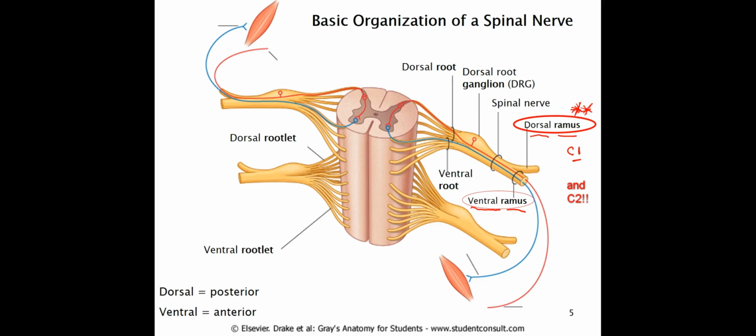Now, of course, that dorsal ramus is a two-way street. You're going to have sensory information coming in. You're going to have motor information coming out to the deep back muscles, or sensory information coming in from the skin, or generally cutaneous regions.